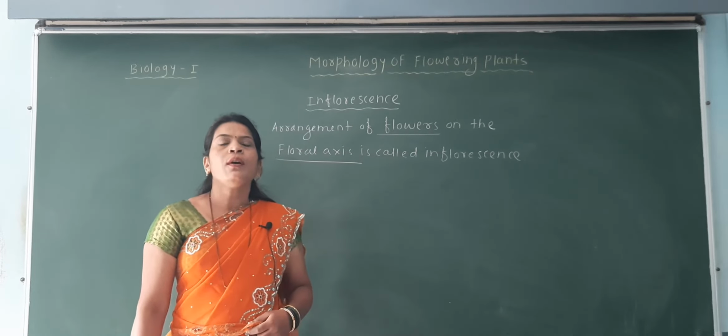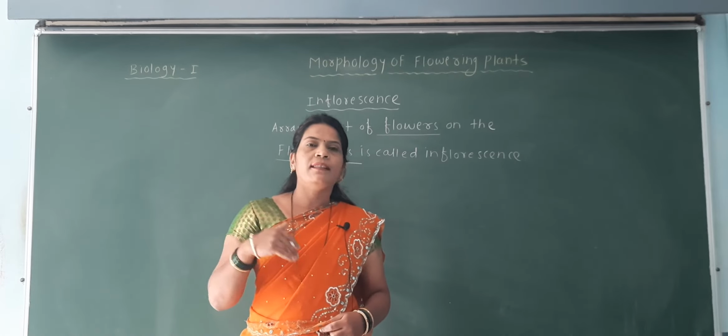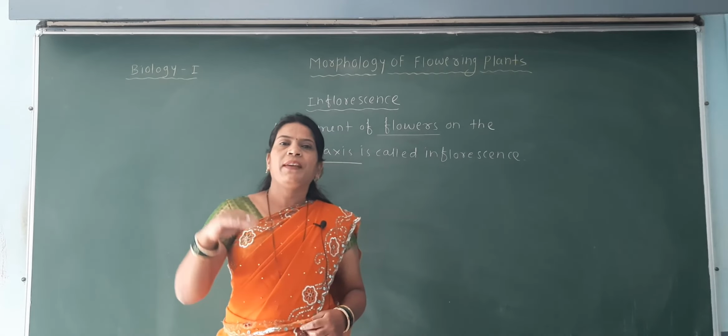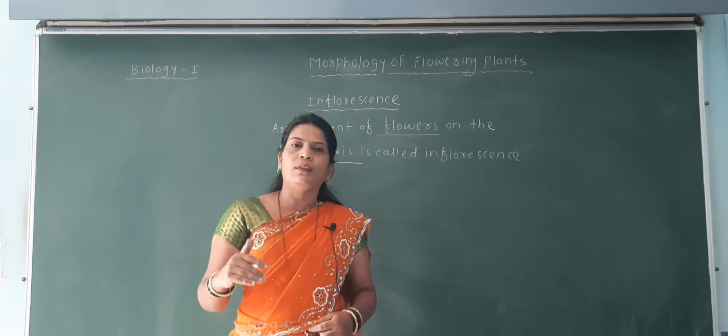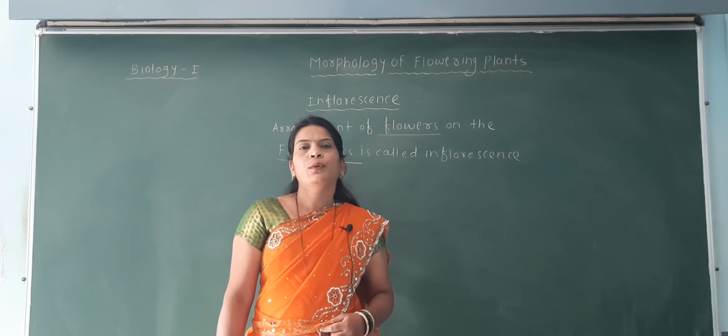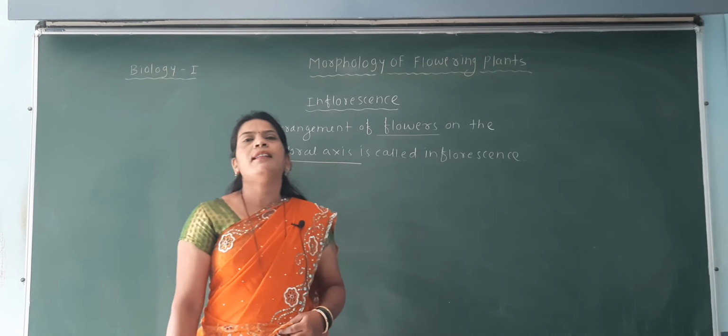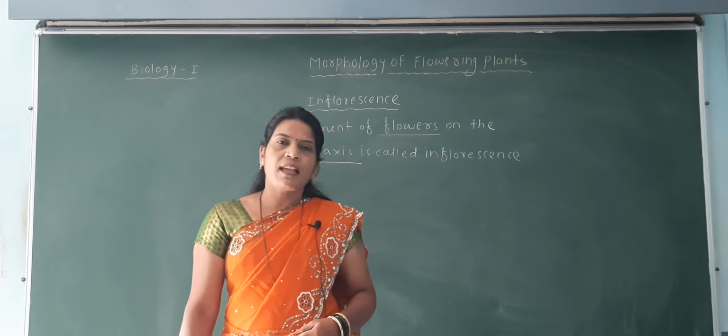So whether that floral axis continues to grow or whether that floral axis has limited growth, then again there are two types of the inflorescence, racemose inflorescence and the cymose inflorescence.